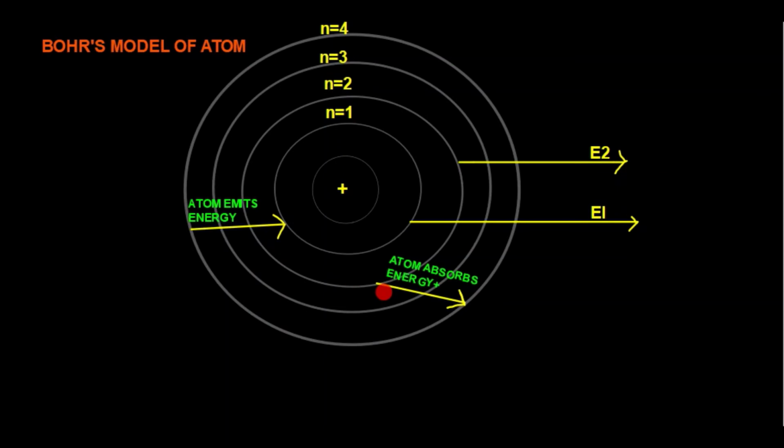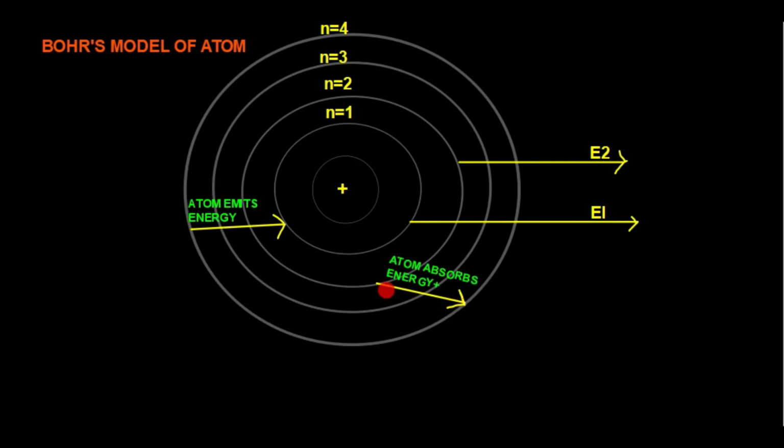Here the value of n is equal to 3. It means this is the third energy level or the third orbit. Here the value of n is equal to 2. It is the second energy level or the second orbit. Here the value of n is equal to 4. This is the fourth energy level or the fourth orbit.